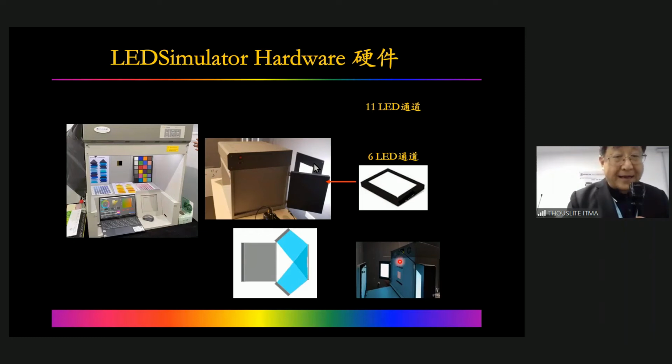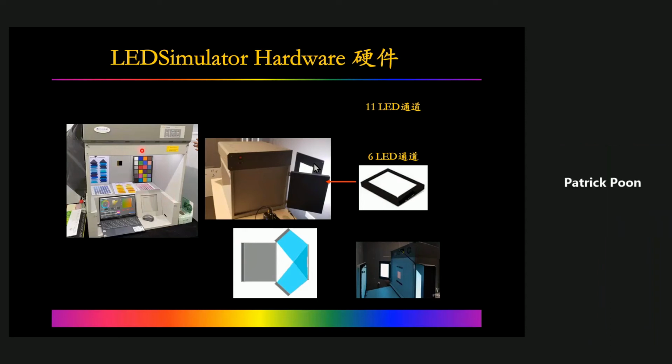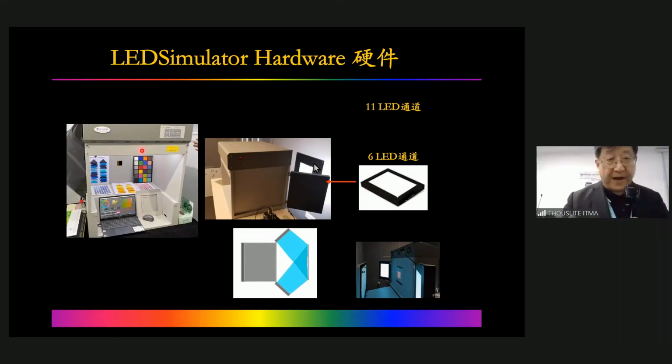This is the back of the system, and this is the front of the system. You sit in front of the system with the standard light sources, D65, D50, D75. And this is the whole structure of the system.